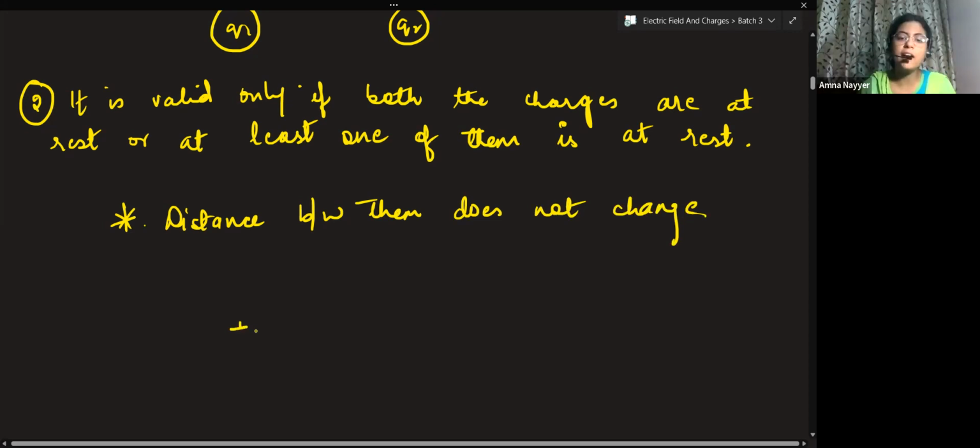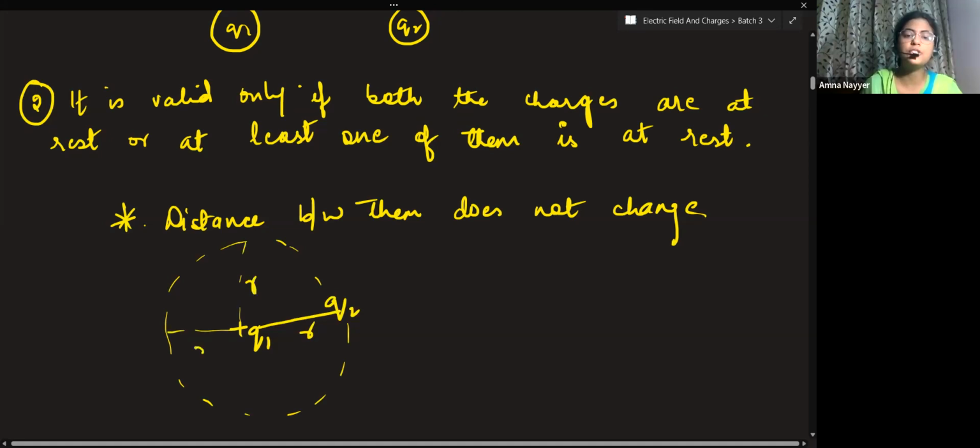So for example, you have plus Q1 with you. This is the stationary charge. One should be at rest. Let's say Q2 is moving. So Q2 should move in such a manner that the distance between Q1 and Q2 remains the same. If Q2 moves in a circle, then the radius of the circle should be the same. So we can say that Coulomb's law can be applied even if Q2 is moving, but Q1 should be at rest. The third property says that it is a conservative force.